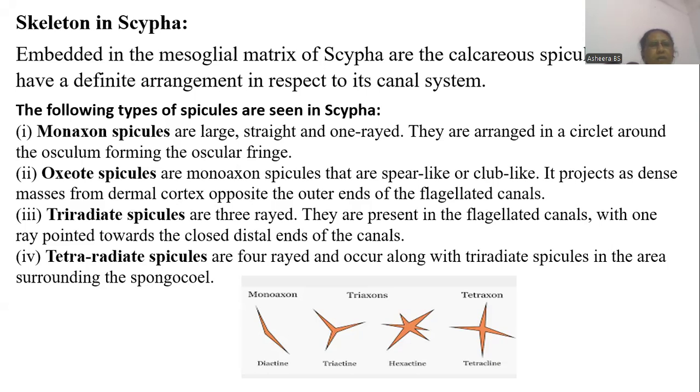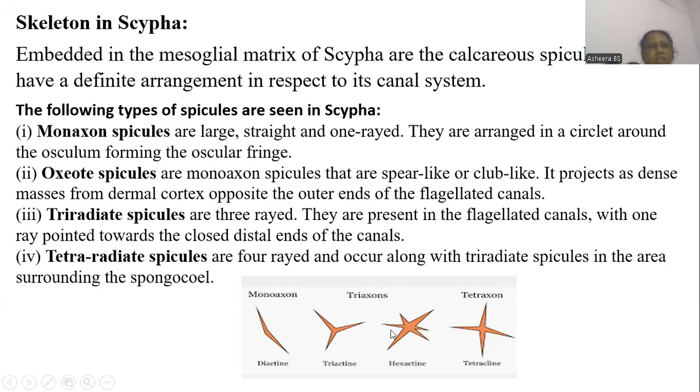Then oxyate spicules are also monoaxon spicules, but they have a spear or club-like structure, and they are found in the dermal cortex. Then this is the triradiate. They have three rays, and they are present near the flagellated canal, that is the radial canal, with one or more rays pointed towards the distal end of the canal. Then these are the tetraradiate, which are found in the spongocoel. Tetraaxon or tetraradiate, all these are the different types of spicules that are present.